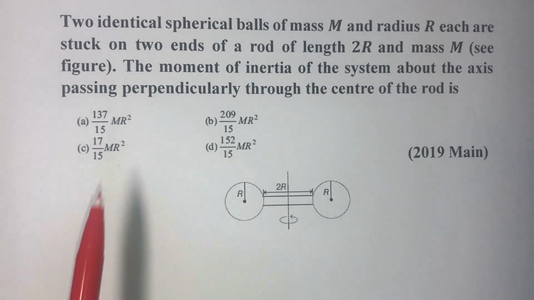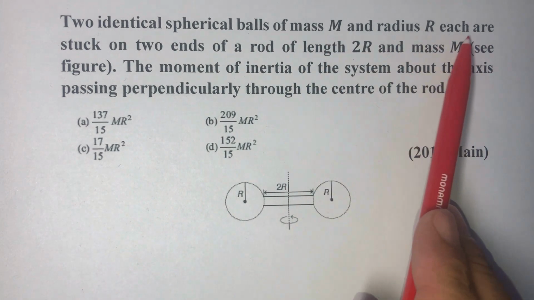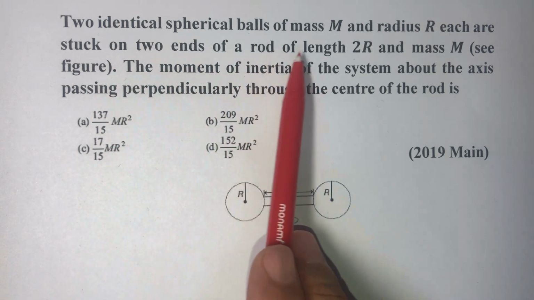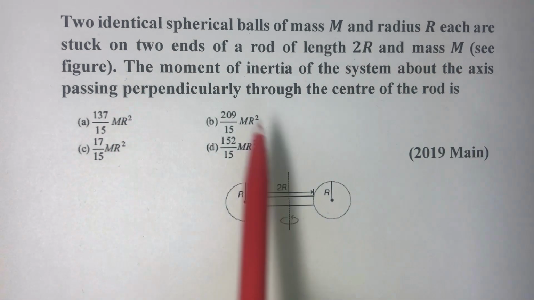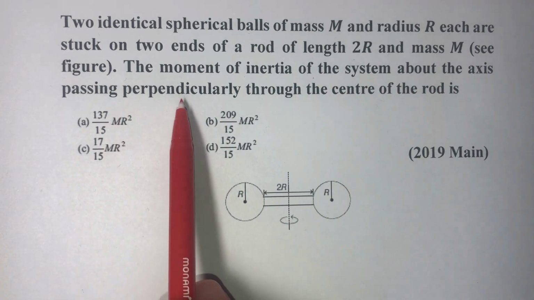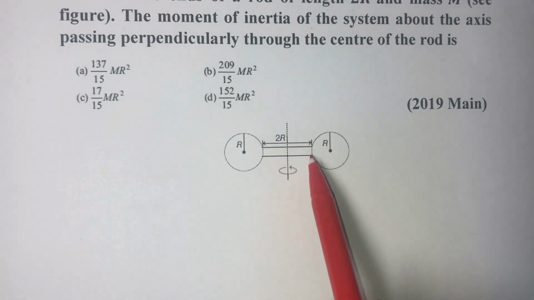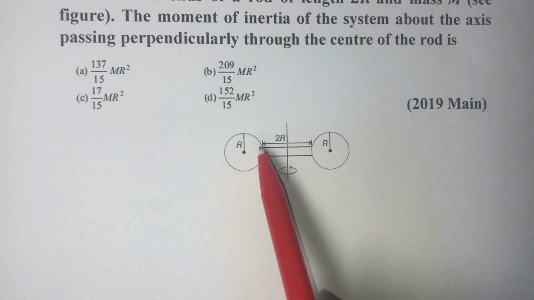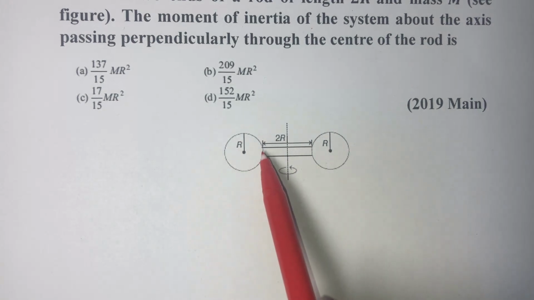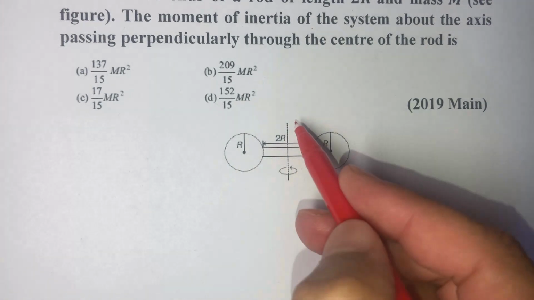Hello friends, today's question. Two identical spherical balls of mass m and radius r, each are stuck on two ends of a rod of length 2r and mass m. As in figure, the moment of inertia of the system about the axis passing perpendicularly through the center of the rod is. So this is a rod of length 2r and we have two spherical balls which are stuck at the end of the rod, and we are supposed to find out the moment of inertia about this axis.